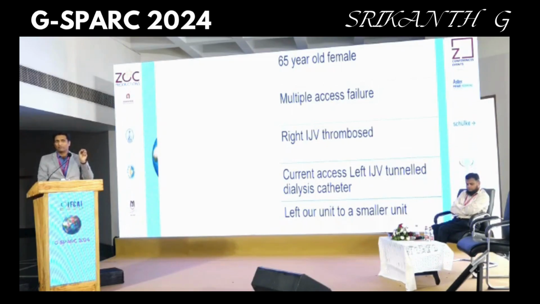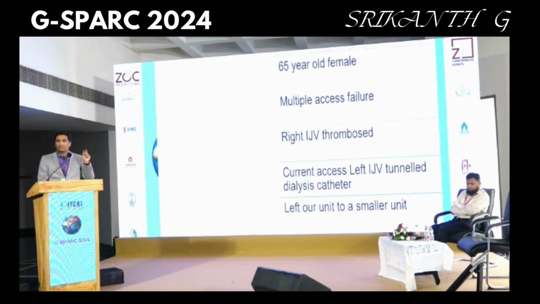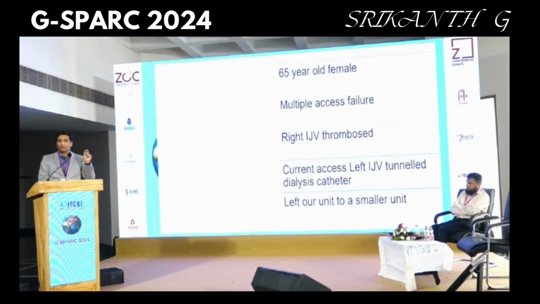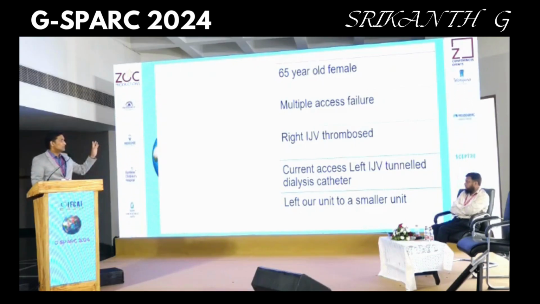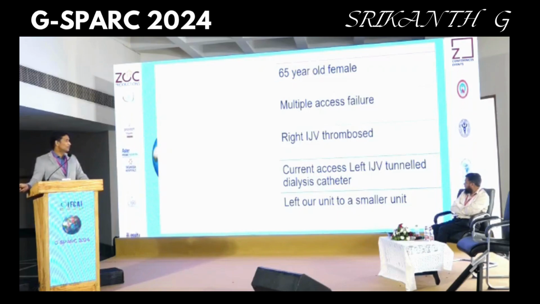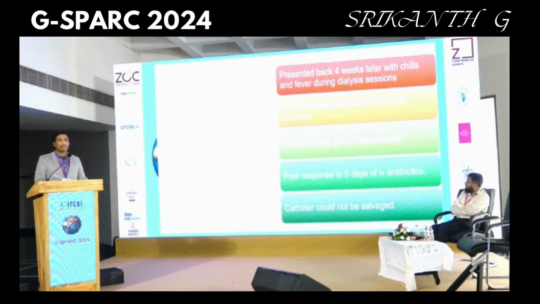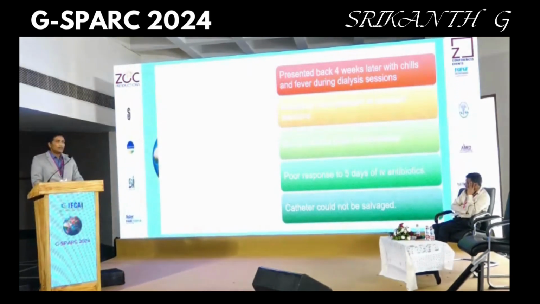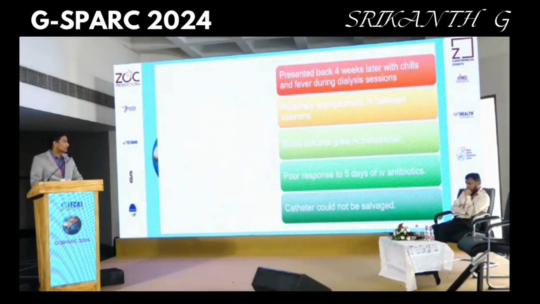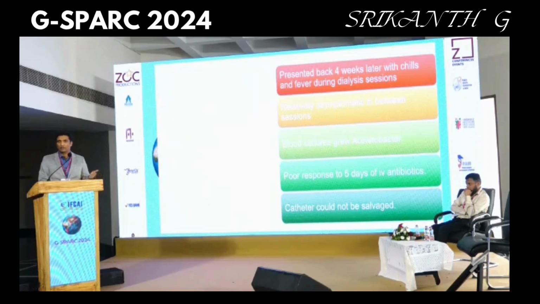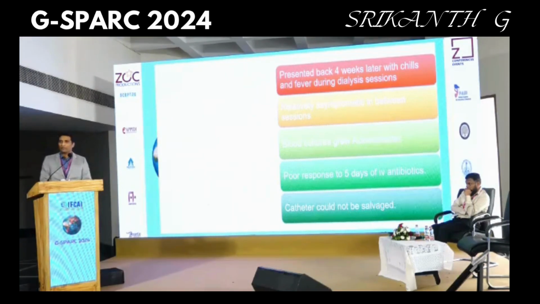To give a basic outlook, dialysis patients require access where the blood flow is 200 to 250 mL per minute. That can happen either through a central catheter or an AV fistula. She had multiple peripheral vascular failure, so she's on a tunnel dialysis catheter on the left side. Now she left our unit to a smaller unit and then presented 4 weeks later with fever and chills during dialysis. That means that the catheter is infected now. She is relatively asymptomatic between episodes as is expected, and she had poor response to IV antibiotics, Acinetobacter grew in culture, and the catheter could not be salvaged.